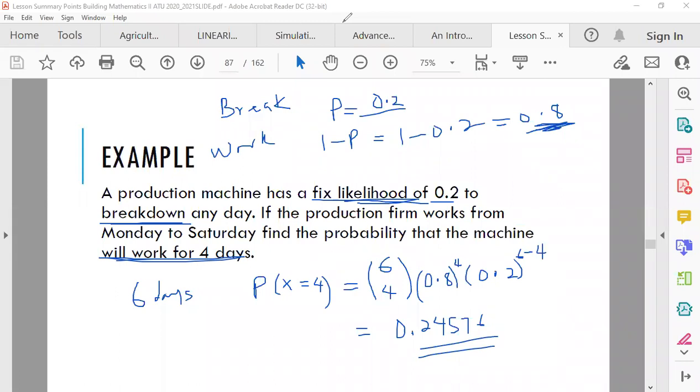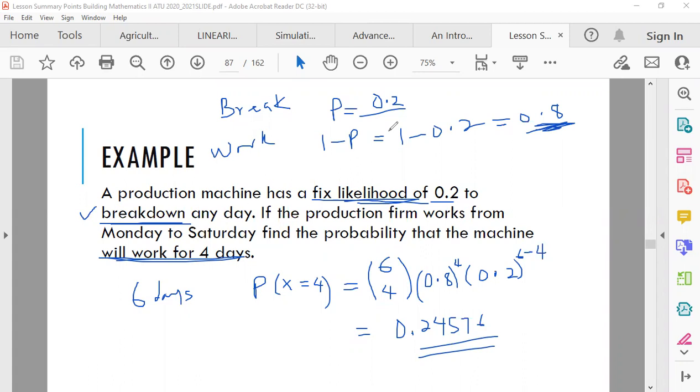Yes, Isaac. Can you go over the question again for me, please? Okay, so please listen attentively. We've been given the probability that the machine will break down as 0.2. If the thing does not break down, then it's working, okay? So if the probability of breaking down is 0.2, then the probability of working will be 1 minus 0.2, which is 0.8.